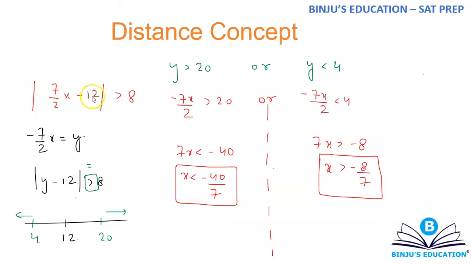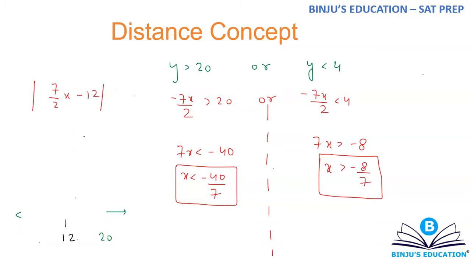Let's say if I now change the equation. So let me give you the equation first so that you can try it yourself. In the meantime, let me rub off the other expressions. So try this: mod of 7x by 2 plus 12 is equal to 4. How would you solve this question? Try this one.